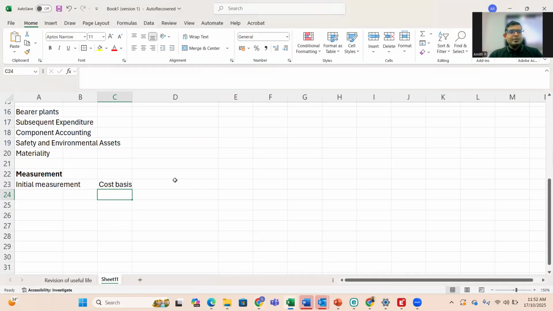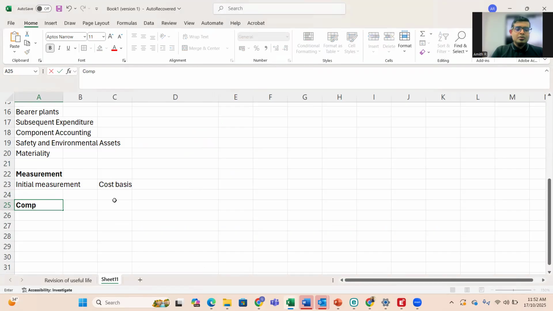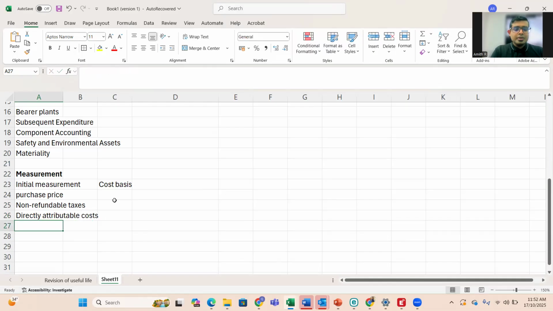Okay, so let's see. What are the initial measurement components? Purchase price. Then non-refundable taxes, which includes import duties. Then directly attributable cost, and cost of dismantling, estimate.